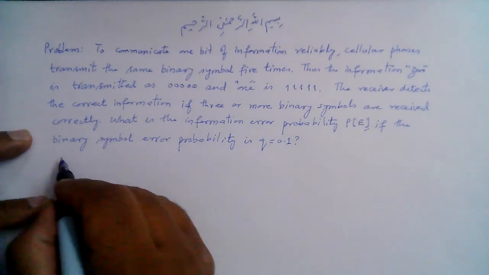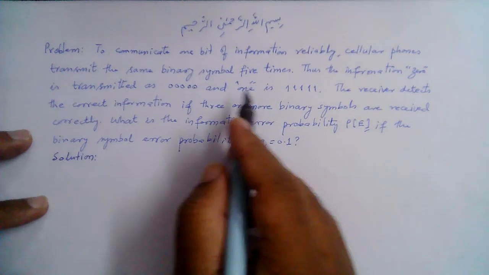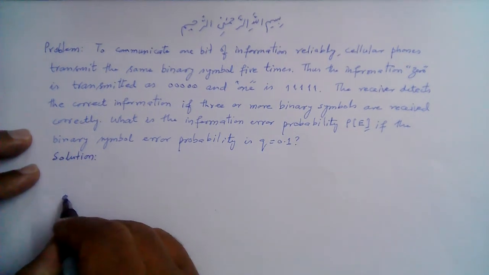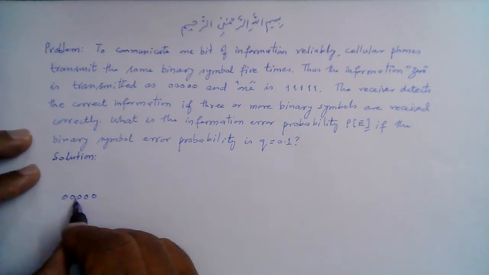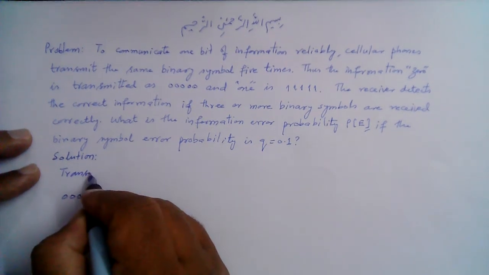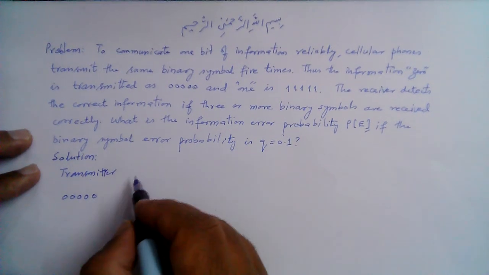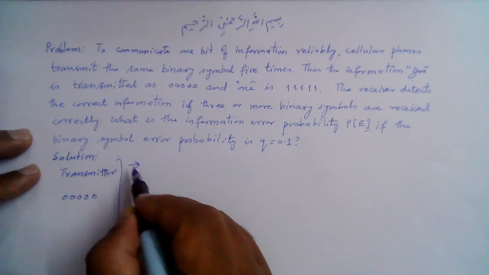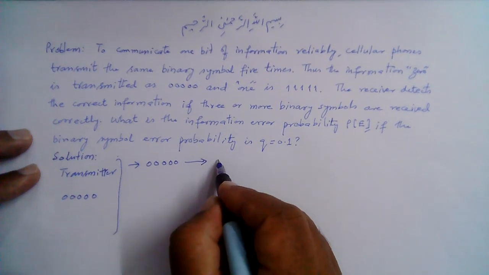So this problem can be solved using binomial probability law. We can treat each transmission as a binomial experiment. So for example, suppose the transmitter transmits a 0 using these 5 symbols of 0, 0, 0, 0, 0, right? This is the transmitter. Then on the receiving side, it can receive, for example, all zeros correctly, right? So that it is treated as a 0.